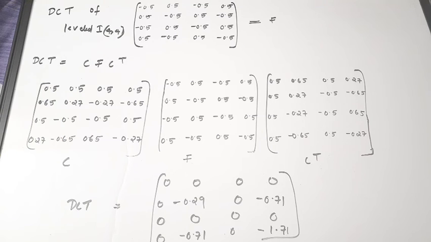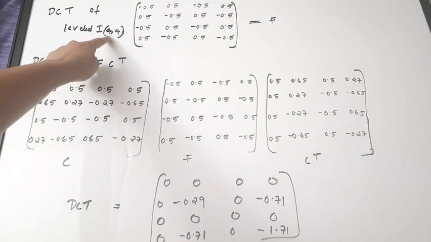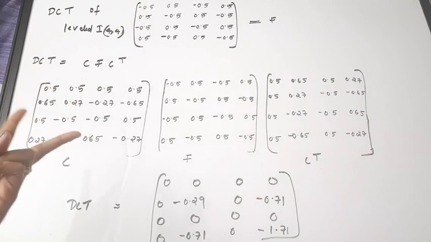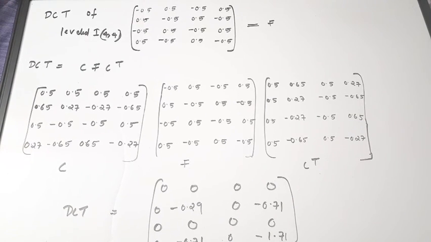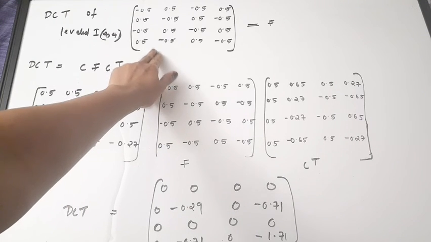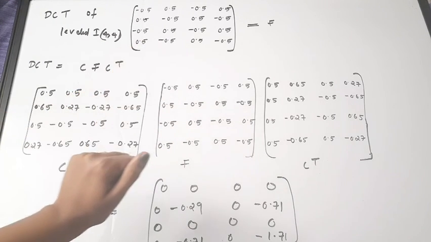This is a small numerical question on finding the DCT of a given image matrix. You are being given an image matrix I, 4 by 4. So this is clearly a two-dimensional image. Its matrix has been given to you and it is in the leveled form. This is the given matrix, that is a 4 by 4 matrix.